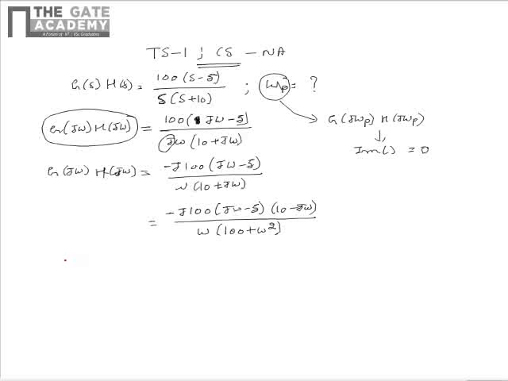Upon seeing the above term, we can say that the imaginary part of G(jω)H(jω) equal to 0 implies ω² - 50 = 0. That is, ωp is equal to root 50 radians per second.